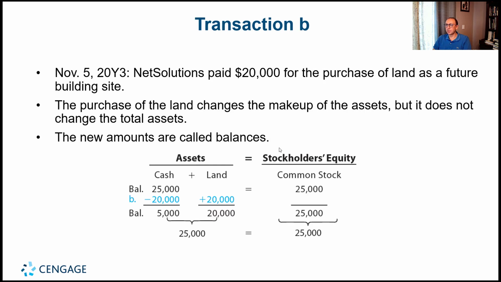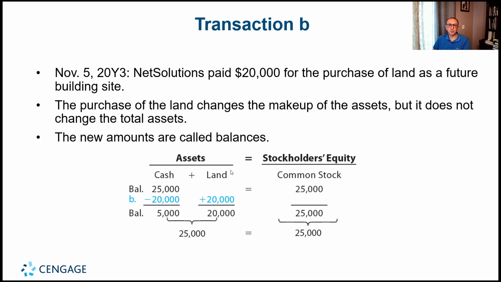So let's see transaction B. On November 5th, year 3, Net Solutions paid $20,000 for the purchase of land as a future building site. The purchase of the land changes the makeup of the assets, but it does not change the total assets. So now let's see what happened. They used part of the cash that Chris Clark brought to the business, and they bought land. So what happened to cash? As you can see here, cash went down by $20,000, taking the balance down to $5,000.